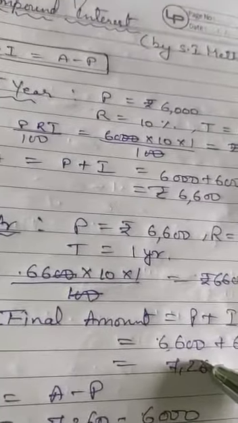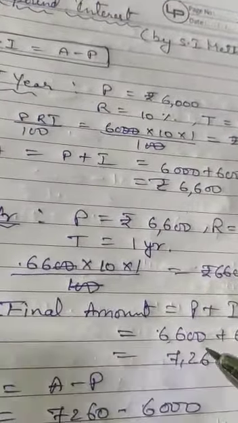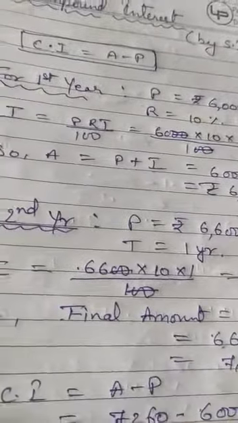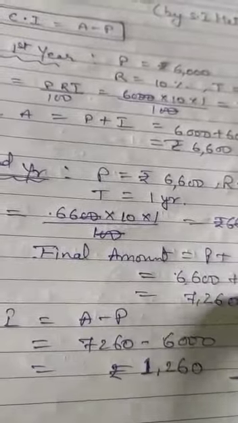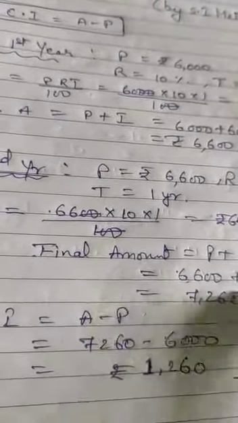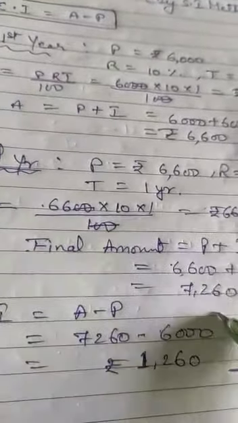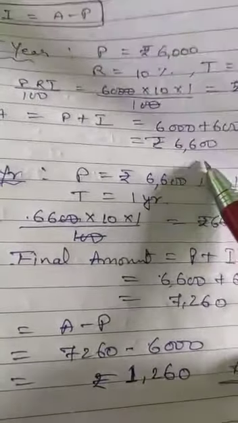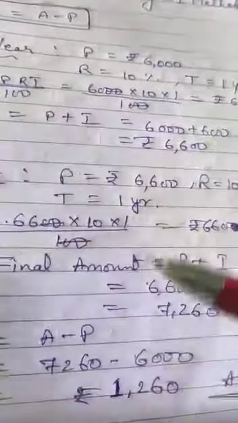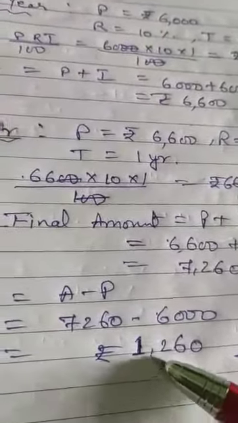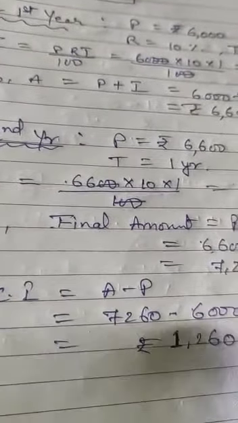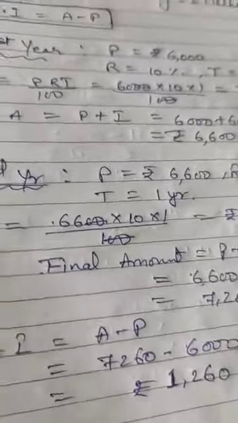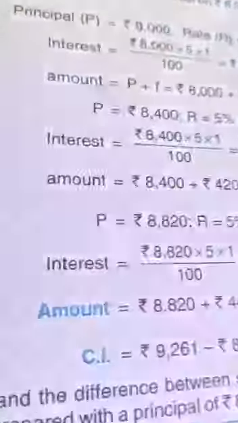Now you have to calculate the compound interest. The compound interest equal to A minus P. So 7260 is the second year amount. Second year minus first year, the original sum is 6000. Original sum you subtract, you will get 1260 rupees. That is the compound interest for the second year. Okay children, so like that other examples are also given in your book, you can read, understand and solve.